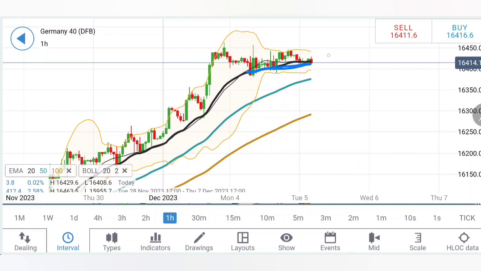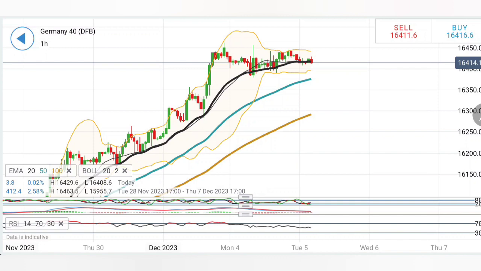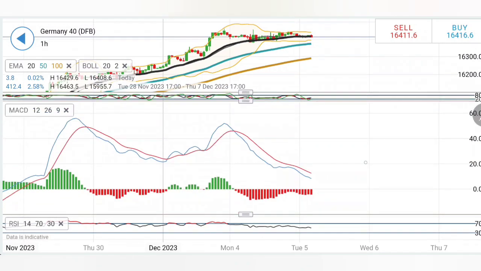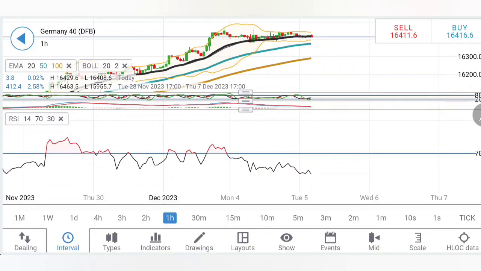Remember, it is taking the support from the 20 period moving average, but too much of divergence of the moving averages calls for it to converge a bit. Stochastic oversold trying to recover. MACD is bearish. RSI is at bottom.